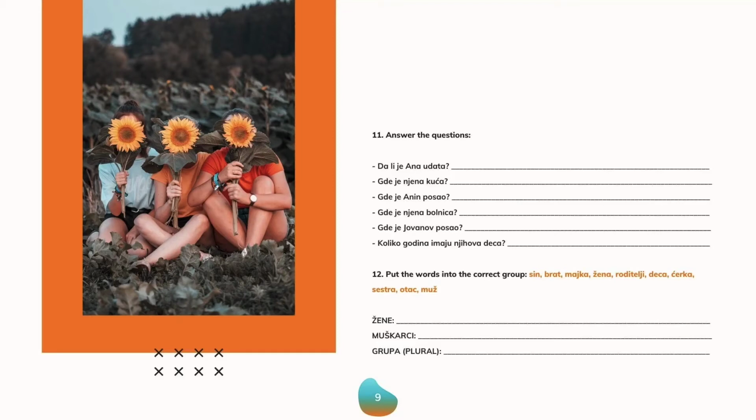Now let's take a look at some words that represent family members and see what their genders are. In exercise 12, let's use the words that are of the orange color and put them in the right category. Žene, women, muškarci, men, and grupa, a group, so plural of people.